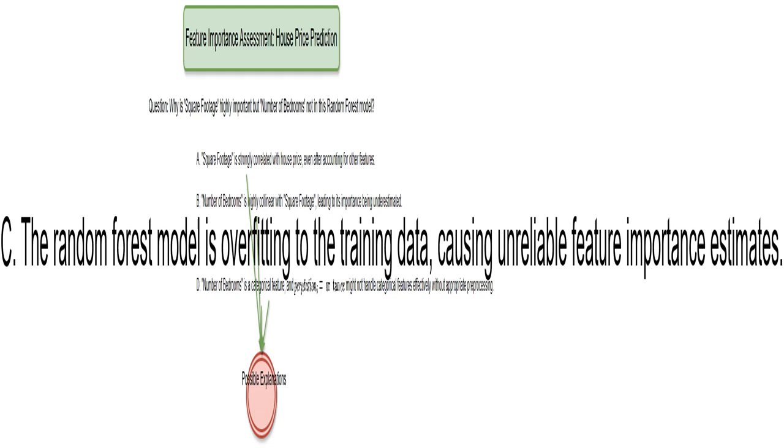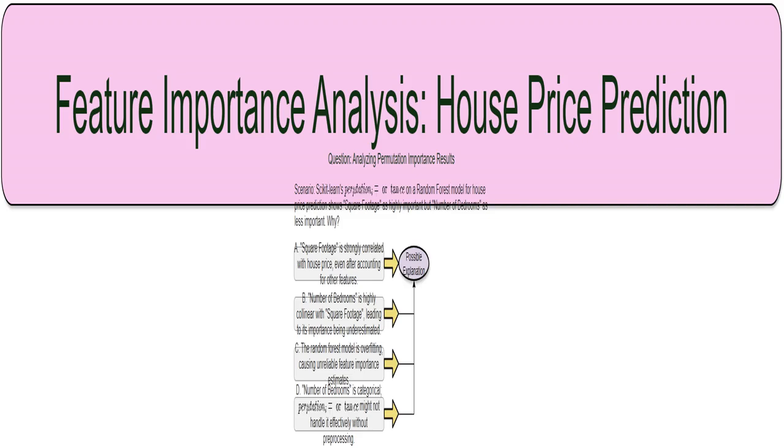I'm analyzing how important different features are in predicting house prices. Specifically, I'm using a technique called permutation importance, which is part of the scikit-learn library in Python. It helps me understand which factors have the biggest impact on my model's predictions.